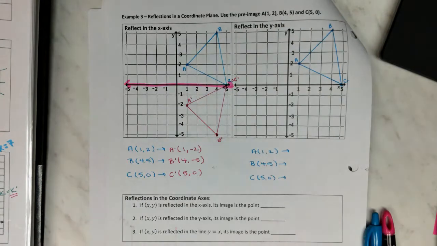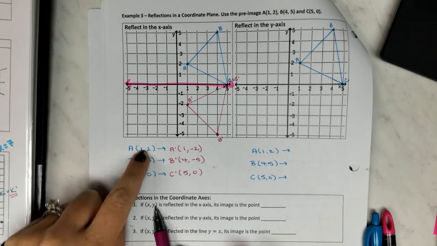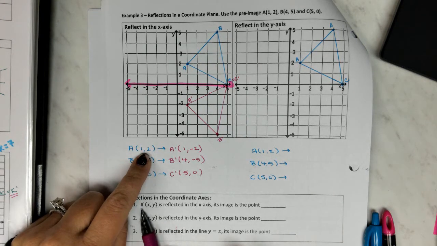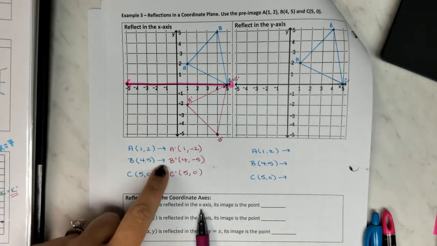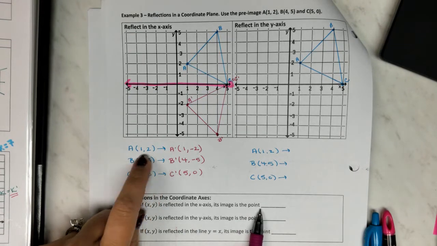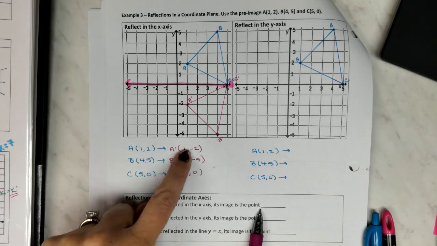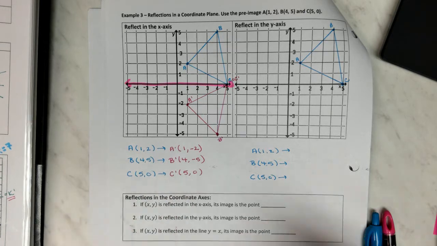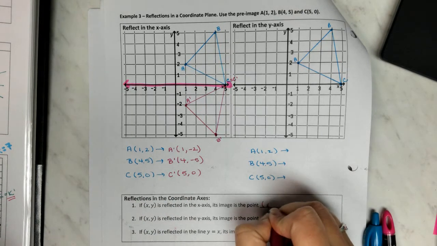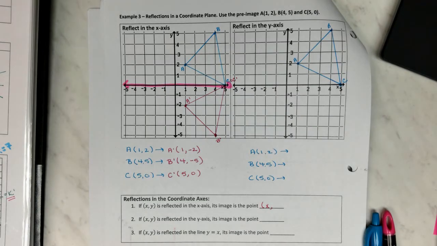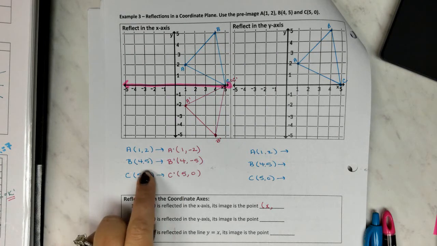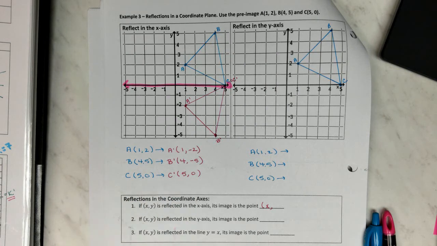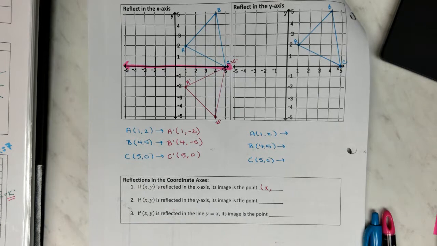So what's changing in those points? If xy is reflected in the x-axis, which is what we just did, its image is: your x value, 1 goes to 1, 4 goes to 4, 5 goes to 5, the same every single time. So x, comma. Now notice 2 went to negative 2, 5 went to negative 5, but 0 stayed at 0. So what's happening with the y?